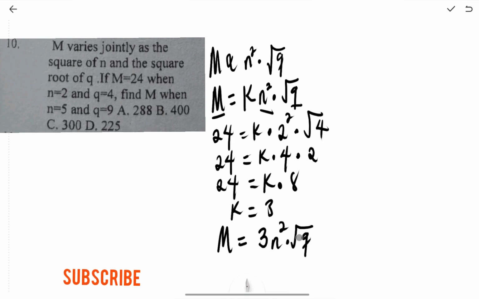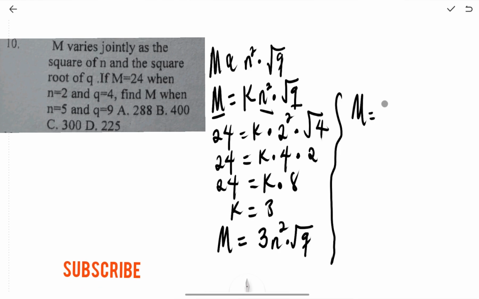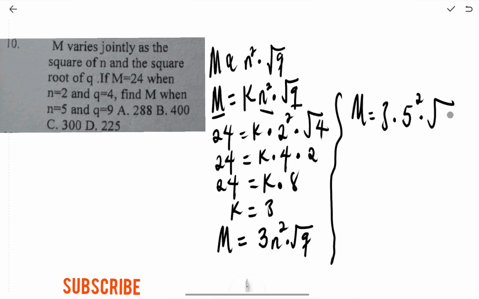Now we are given more, and the question says find m. That is the real question. Find m when n is equals to 5 and q is equals to 9. So now we want to find m equals to 3. We are given n to be 5 raised to power 2. Square root of q is 9 here.